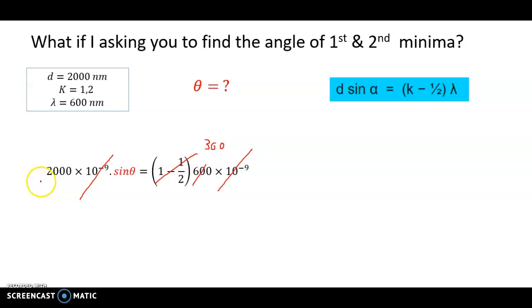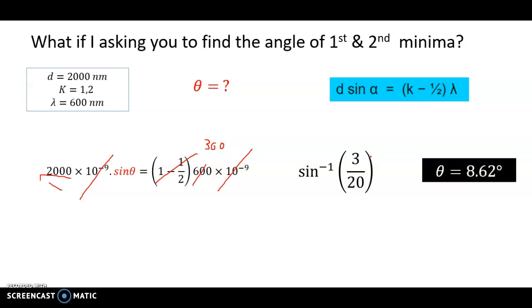Now divide each side by 2000. You will have 300 over 2000, which means 3 over 20. Shift sine 3 over 20. You will have theta equal 8.62 degrees. This is the first minima.